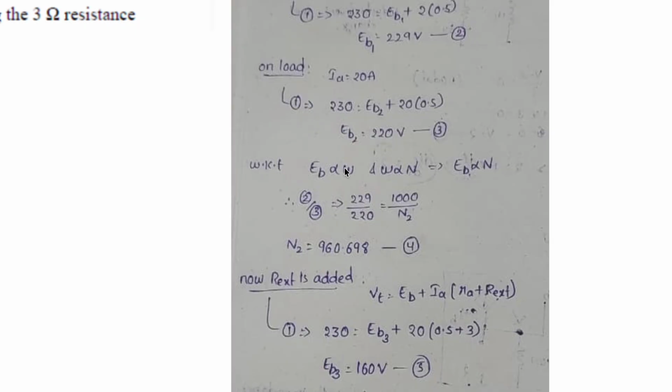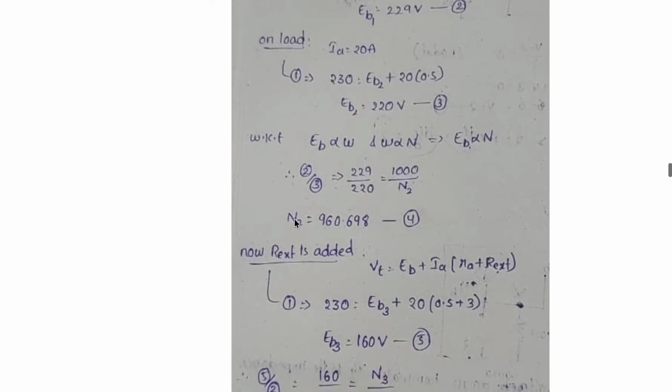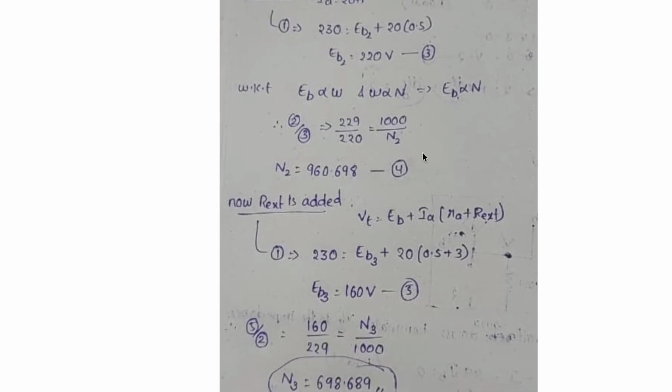We know that Eb is proportional to omega, and omega is proportional to the speed. So the back EMF is proportional to the speed. By knowing that, we can get the speed as 960.698. Actually this step is not required.